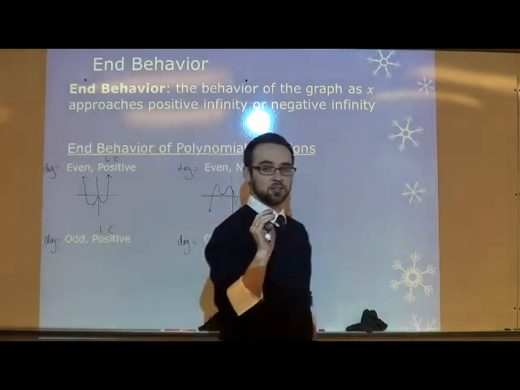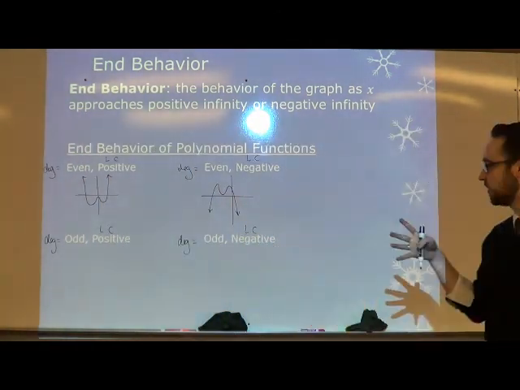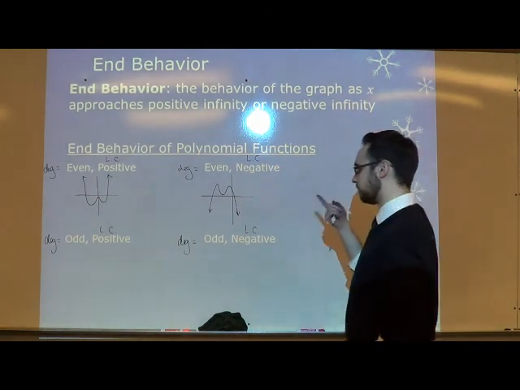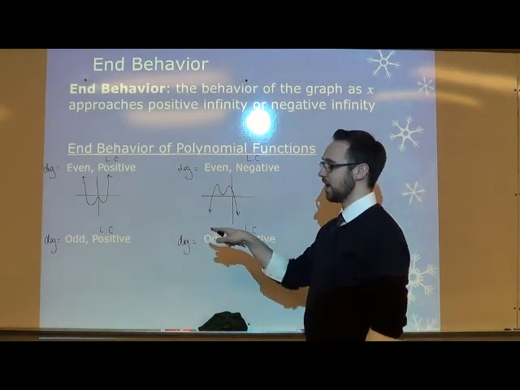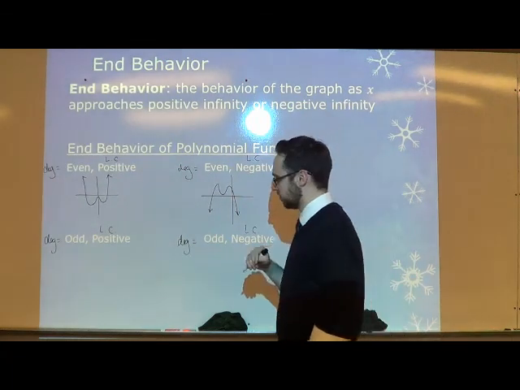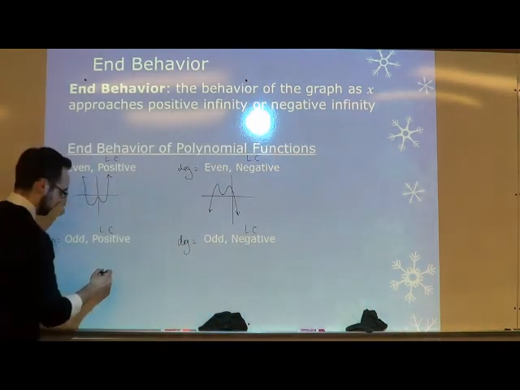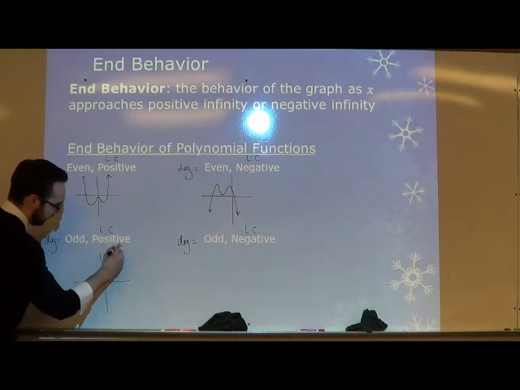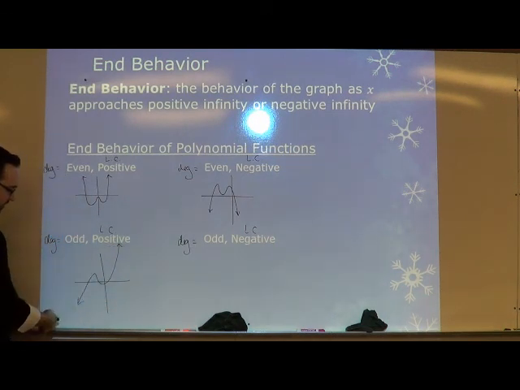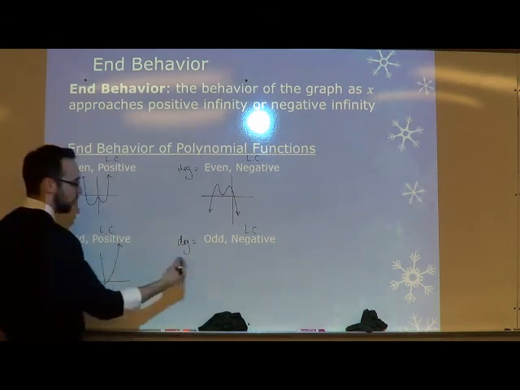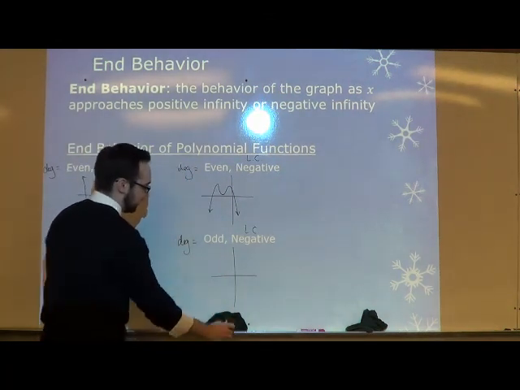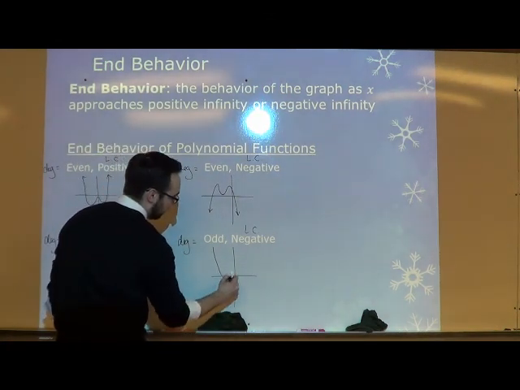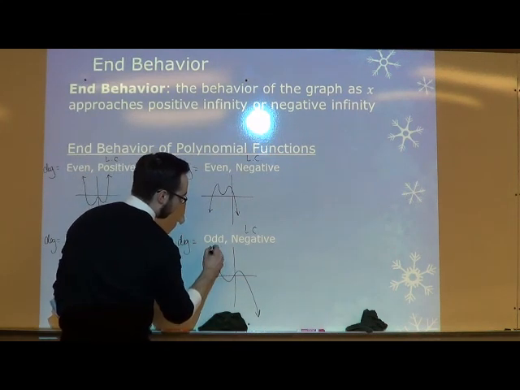So when you have squares, quartics, to the sixth, to the eighth, whatever, they're always going to do the same thing. Odds go opposite directions. So if it's positive, it's going to move up, and it's going to keep going up. So it goes down to negative infinity and up to positive infinity, or the opposite of that. If it's negative, it would come down and then keep going down.